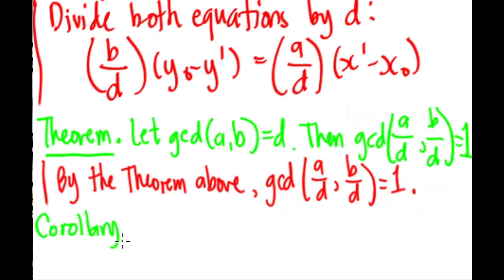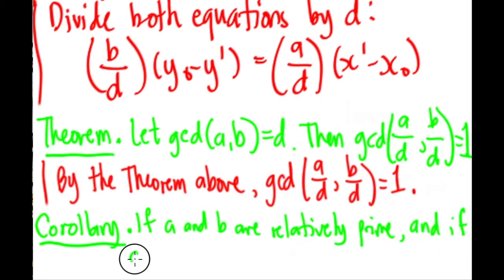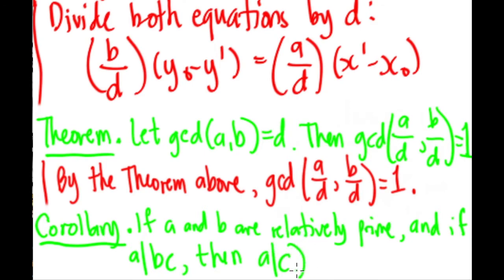Corollary. It states that if A and B are relatively prime, and if A divides BC, then A divides C. So this is the corollary.